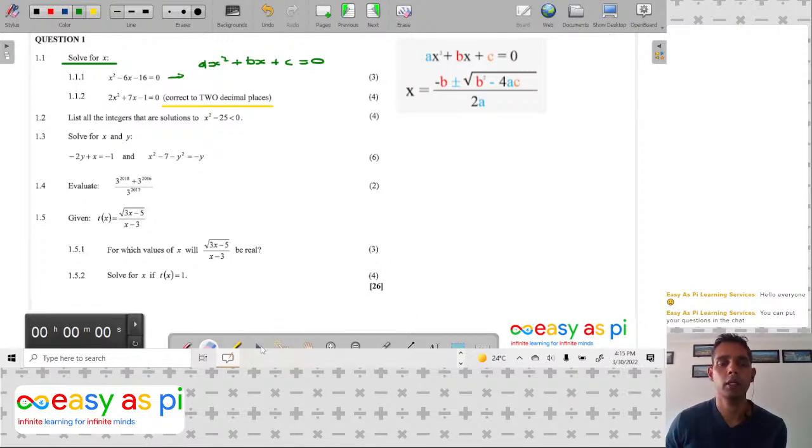All right, so now let's look at the next question. They say, I'm going to highlight this in blue, list all of the integers. So we're looking at integer values that are solutions to x squared minus 25 is less than 0. They're testing inequalities here, and they're testing your understanding of the number system. This is a 4-mark question, so let's give you 2 minutes, and we'll discuss.